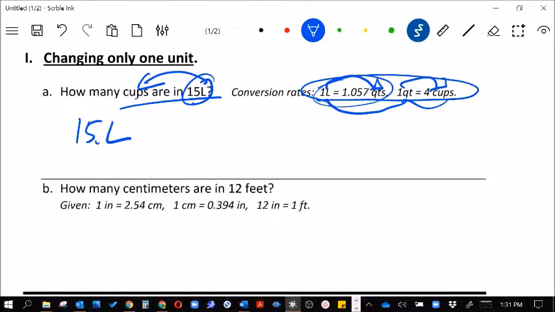So one of these liters would be 1.057 quarts, which tells you a liter is about a quarter of a gallon, since there are 4 quarts in a gallon. If you think about the milk that you buy, you really buy it in gallons. So a quarter of that would be a liter, approximately.